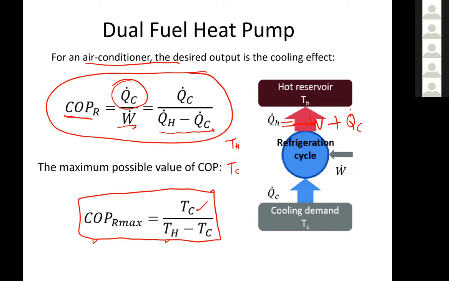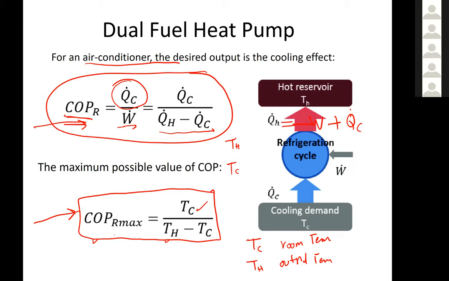For a given air conditioner, TC is basically the room temperature, and TH is basically the outside temperature. This is very important. Why? Because sometimes I need to calibrate an air conditioner. Now, I'm not using efficiency, so I cannot compare the COP to 100%. Why? Because I have these figures always greater than one, but I can compare the actual to the maximum possible, and I look at the margin between them.